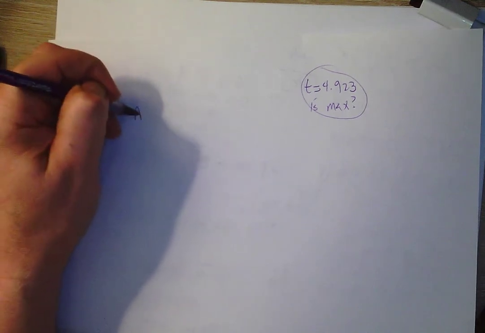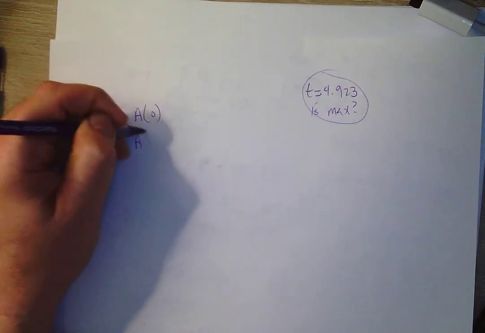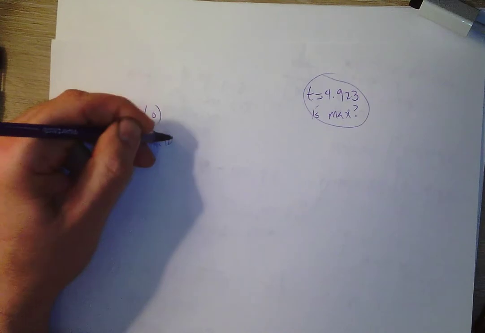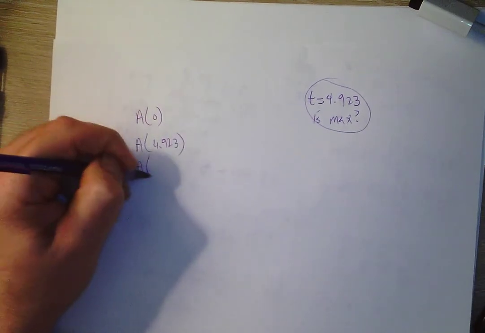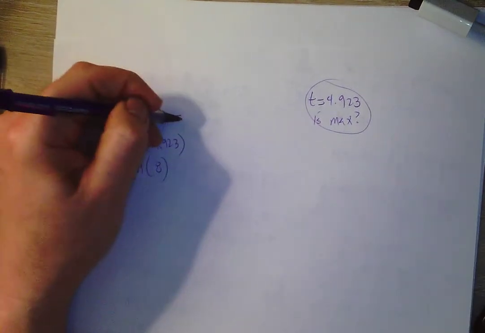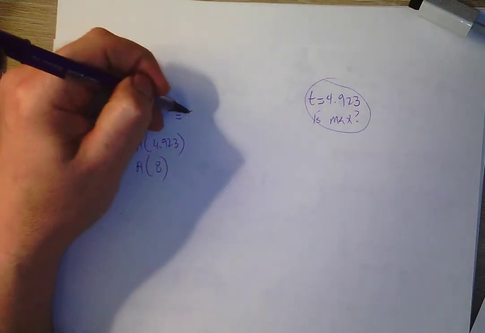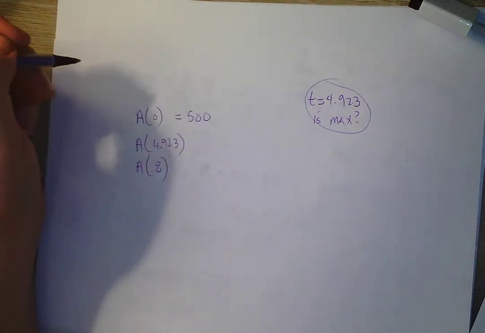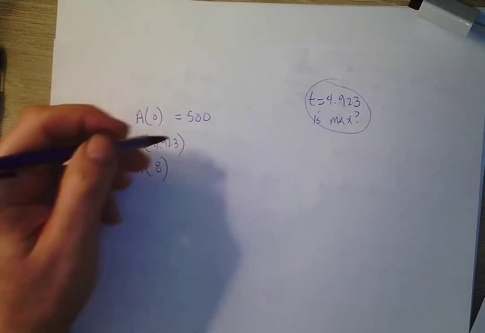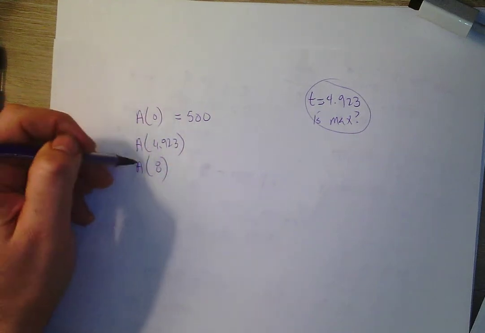So I want to know A of 0, I want to know A of 4.923, and I want to know A of 8. Well, conveniently, they told me A of 0 in the stem of the problem. They said that was 500. I don't know the other numbers yet, so I still need to find these 2 numbers.